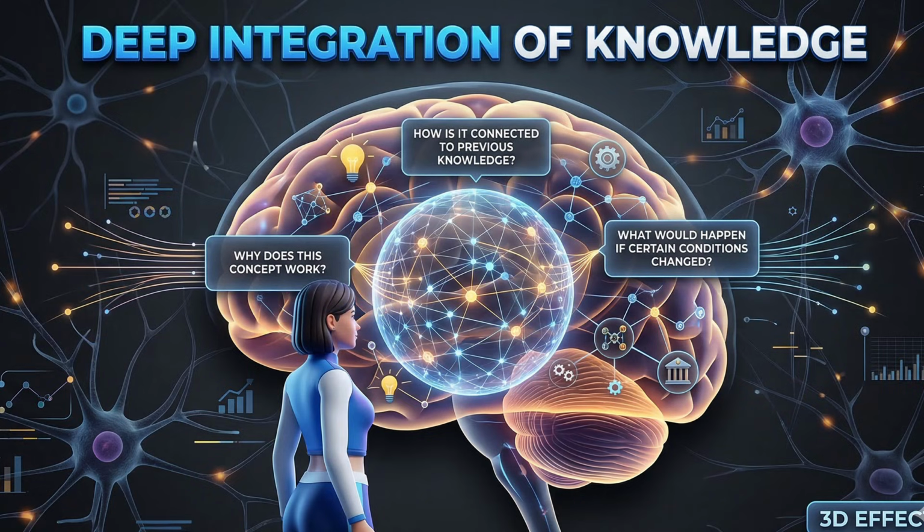And the third stage is processing. Here is where the deep integration of knowledge happens. At this stage, the brain begins to integrate the information into the structured network. You can ask elaborative questions on the topic that you learned. Why does this concept work? How does it connect to previous knowledge I learned? What would happen if certain conditions changed? These questions force the brain to process the concept deeply rather than learning it shallowly.